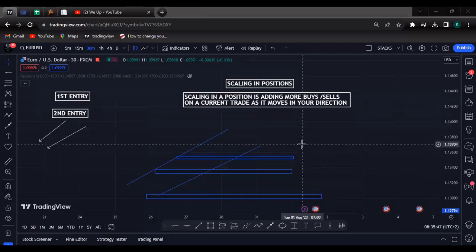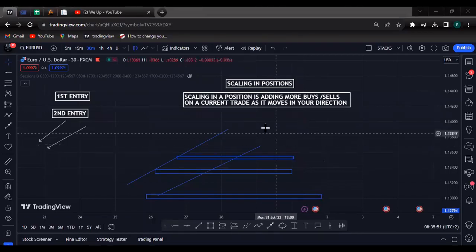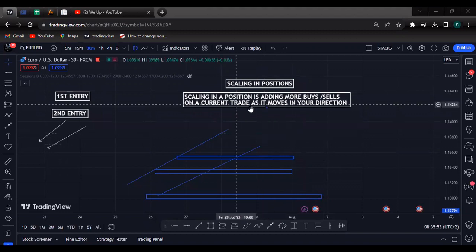In today's video, I'm going to be talking about scaling in. Scaling in a position is adding more buys or sells to a current trade as it moves in your direction. Basically, you can only scale into a trade if it's a winning trade. You cannot scale into a losing trade.